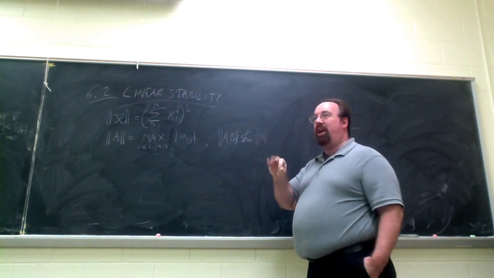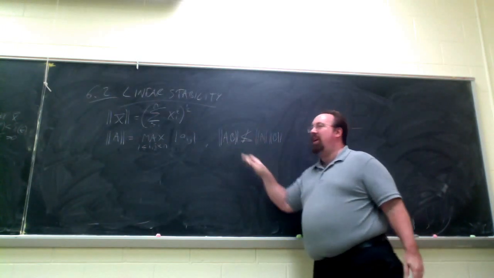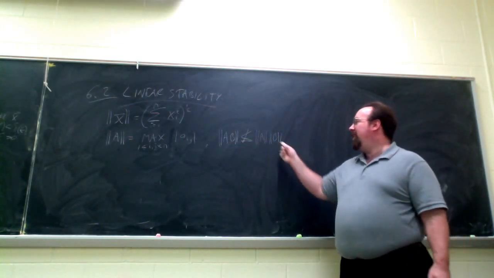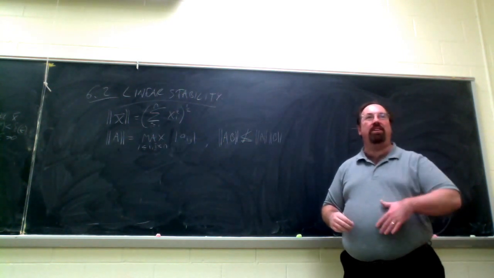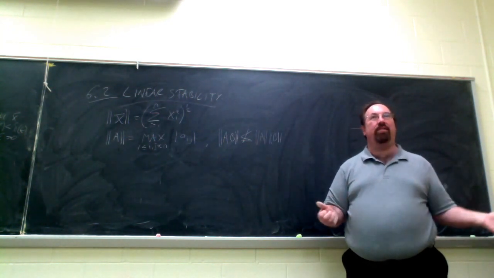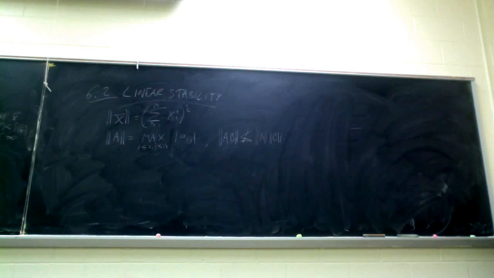It does satisfy the triangle inequality, but the submultiplicative property, the norm of the product should be less than or equal to the product of the norms, does not hold for this. So it still meets the other conditions, so we can technically call it a matrix norm. It's a less useful matrix norm because it doesn't satisfy this, but it'll be good enough for our purposes.